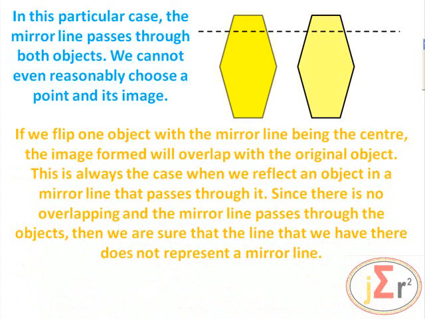If we flip one object with the mirror line being the center, the image formed will overlap with the original object. Why? Because the mirror line passes through it, if it were a mirror line. This is always the case when we reflect an object in a mirror line that passes through it. So if we have a mirror line and an object passes through the mirror line, then when we reflect that object in the mirror line, the object and the image will overlap each other.